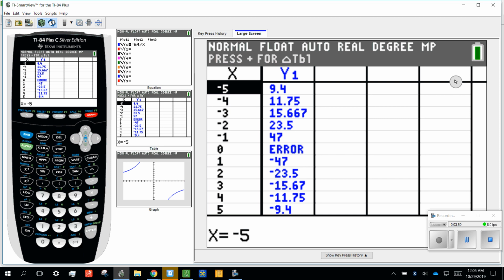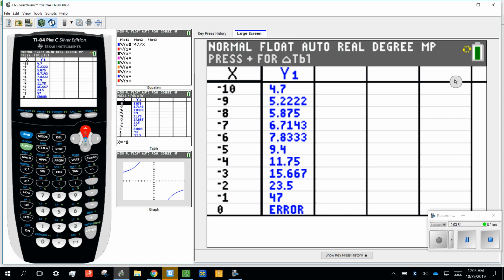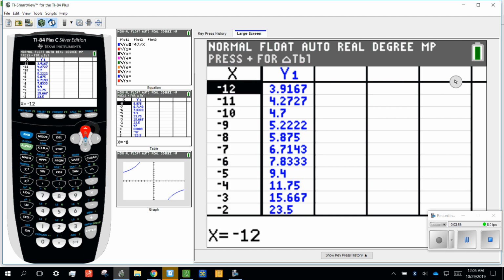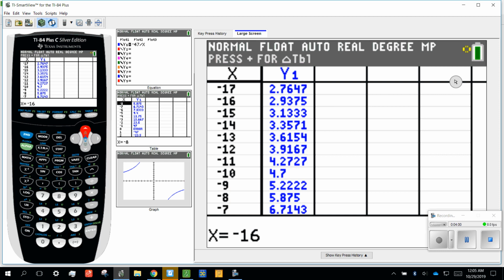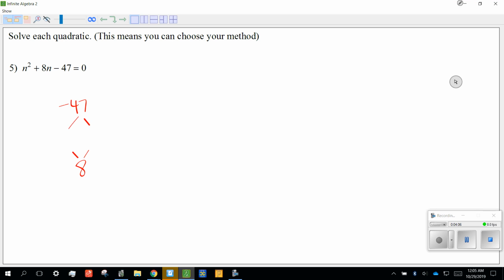Okay, so just as I suspected, 47 ain't nothing but a prime number. So it's not going to factor for us. So there's other methods we can do. We can do the quadratic formula. I like this when it has a leading coefficient of 1 and an even middle term, so I'm going to complete the square with it.